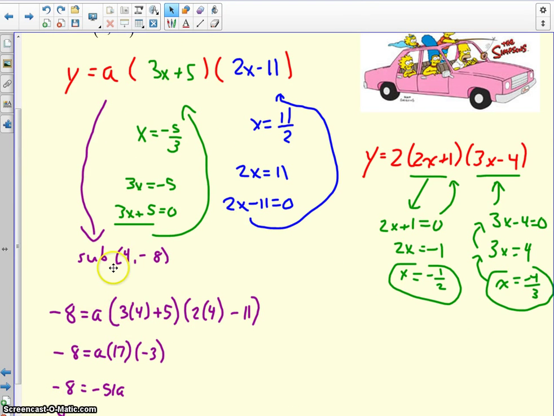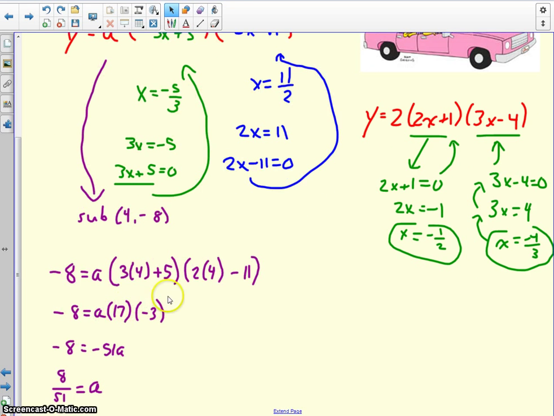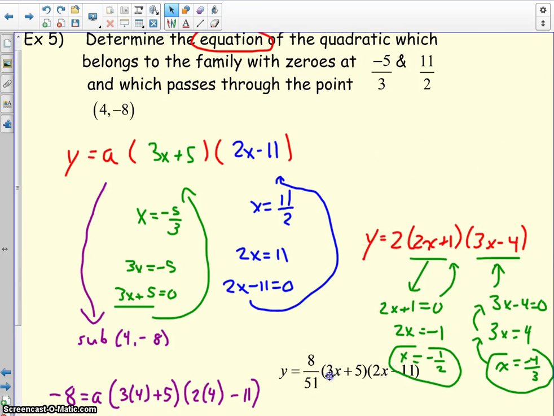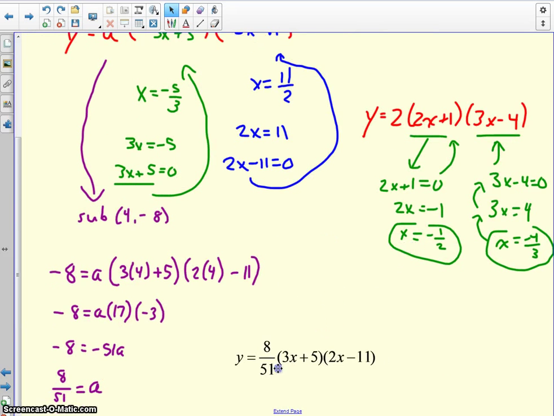So you can see my steps right here. I replace x in the equation with 4 and y with negative 8. I simplified inside the brackets first, so I got 3 times 4 plus 5 to get 17. 2 times 4 minus 11 was negative 3. I multiplied 17 and negative 3 together to get negative 51, and then divided both sides of the equation by negative 51. So I end up with an a value of negative 8 over 51, which means I get an overall equation of y equals negative 8 over 51, bracket 3x plus 5, bracket 2x minus 11.